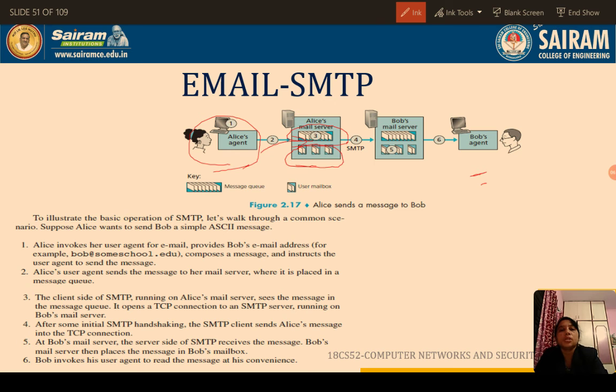So if I am sending mail to Bob, then it is stored in my mail server's message queue. From my mail server's message queue, it has to be sent to his own inbox or user mailbox. So how can we do it? How are the mails transferred between the 2 mail servers? That is the question. For this only, SMTP is going to help me.